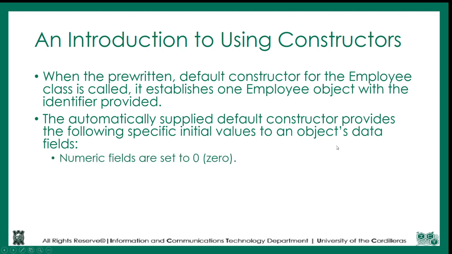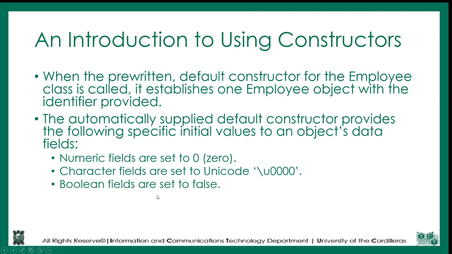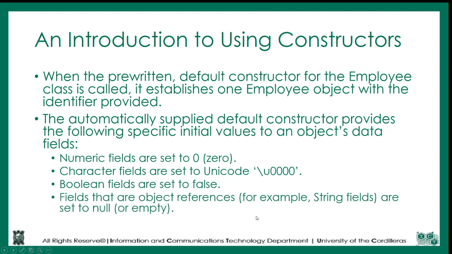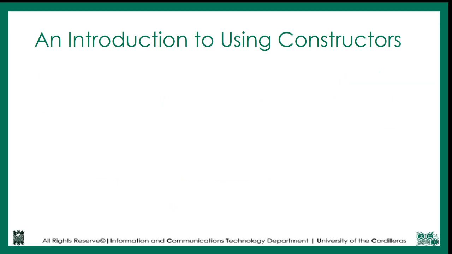So what are those? First of all, numeric fields are set to 0. Character fields are set to Unicode. Again, these are the initial values of the default constructor. Boolean fields are set to false. Remember, with a default constructor, the initial value for Boolean fields is always false. Fields that are object references, for example string fields, are set to null or empty, meaning there is no value in it.